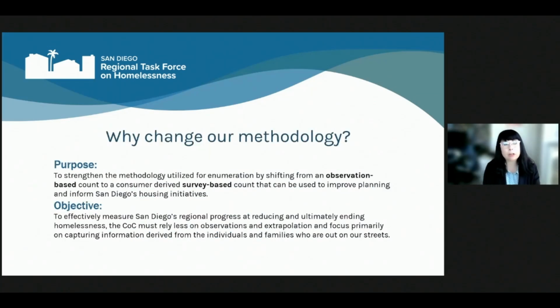So I talked a little bit at the beginning about changing our methodology from 2018 to 2020. And this was based on guidance from HUD. We received HUD TA around changing our methodology. And the purpose was to change our methodology from being a mainly observational based count to a survey based count. And this is so that we could collect more solid demographic data from those that we were counting and use that for planning purposes throughout the year in different housing initiatives. So objectively, as any community, our goal is to reduce homelessness. And in order to do that, we needed solid data and we needed to rely less on extrapolation, observation of people out there experiencing homelessness and derive more of the data from the people out there on the streets by surveying them. Next slide.